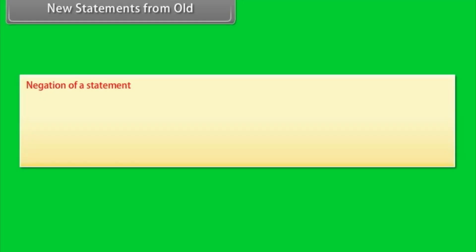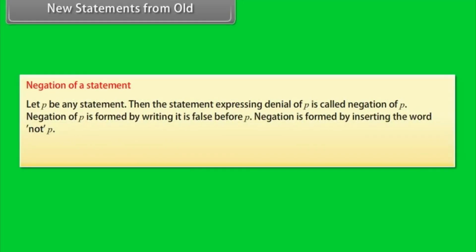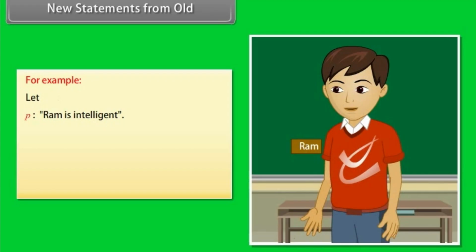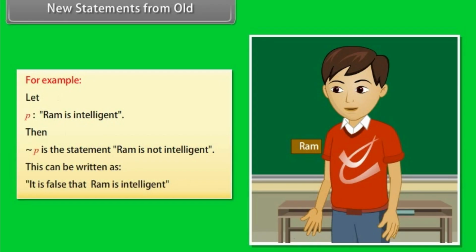New statements from old. Negation of a statement. Let p be any statement. Then the statement expressing denial of p is called negation of p. Negation of p is formed by writing "it is false that" before p. Negation is formed by inserting the word "not" in p. Negation of statement p is denoted as "not p." For example, let p be the statement "Ram is intelligent." Then "not p" is the statement "Ram is not intelligent," or "it is false that Ram is intelligent."